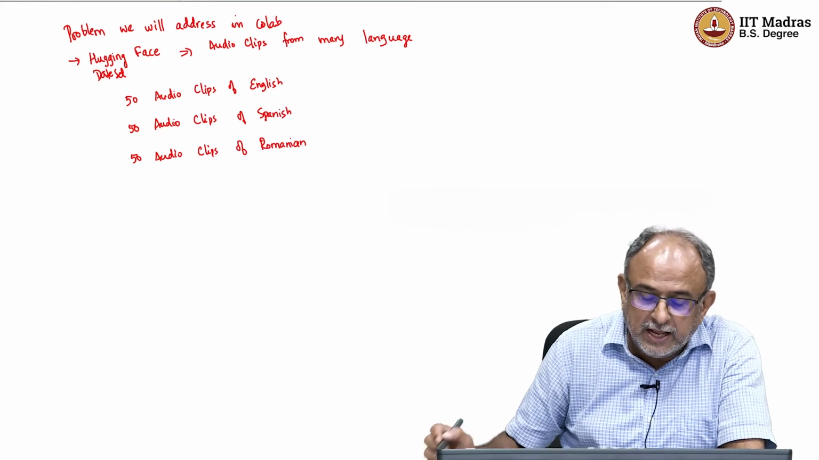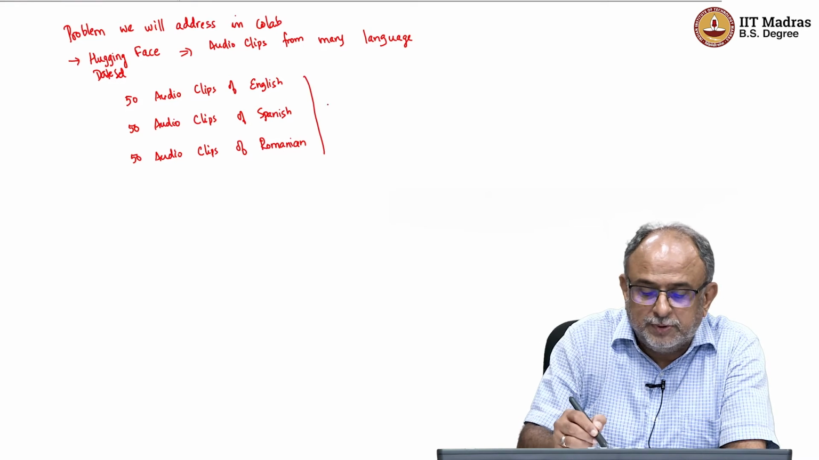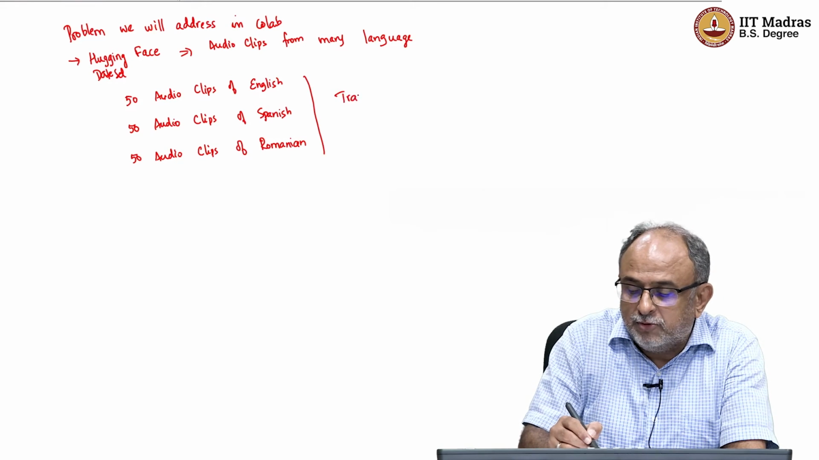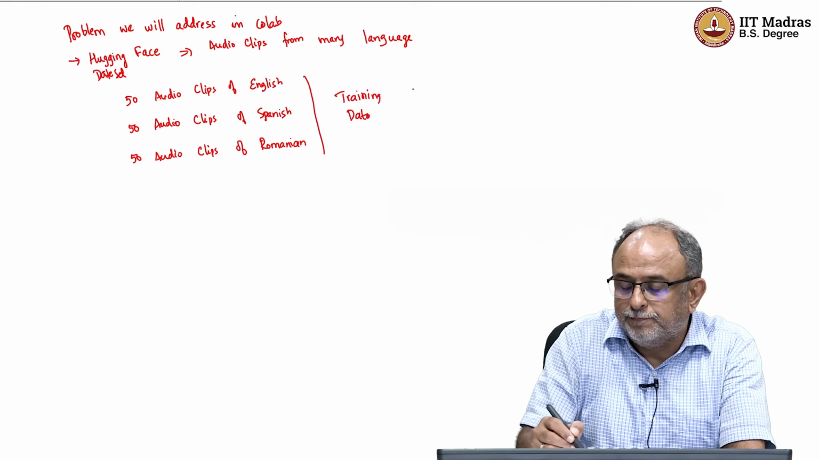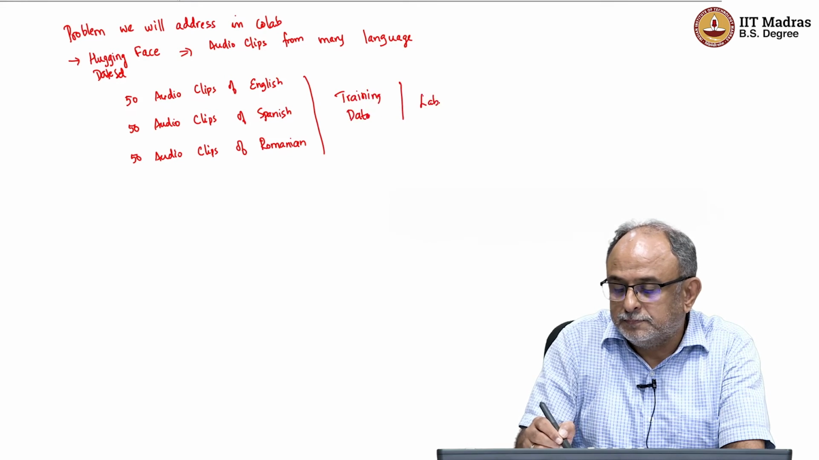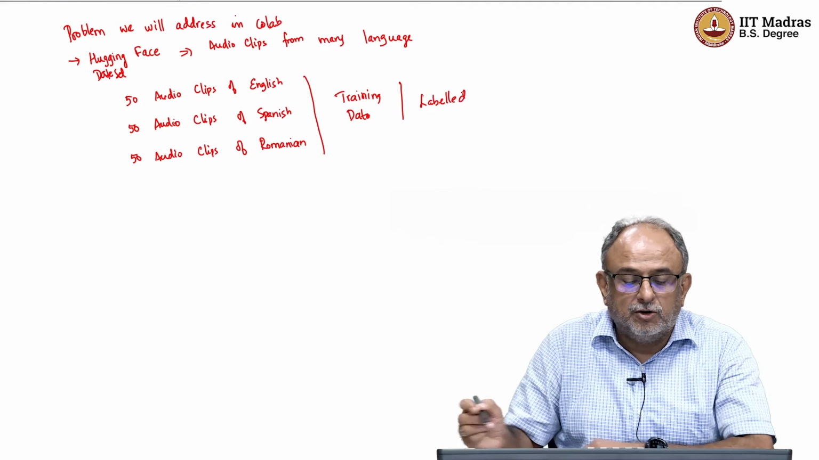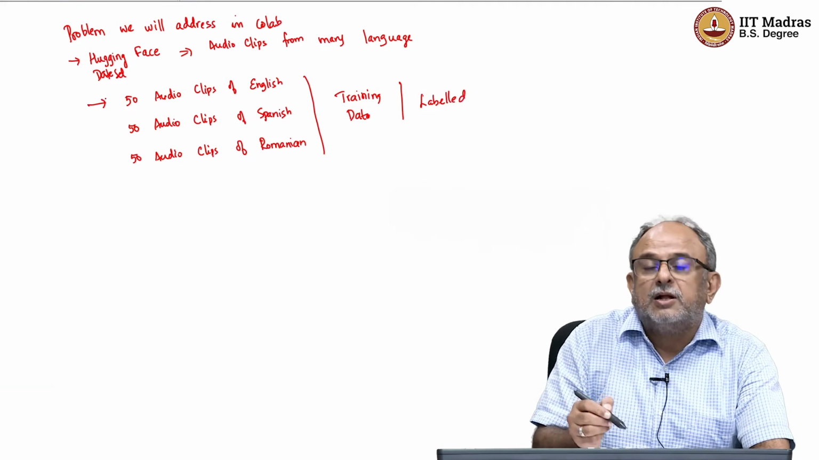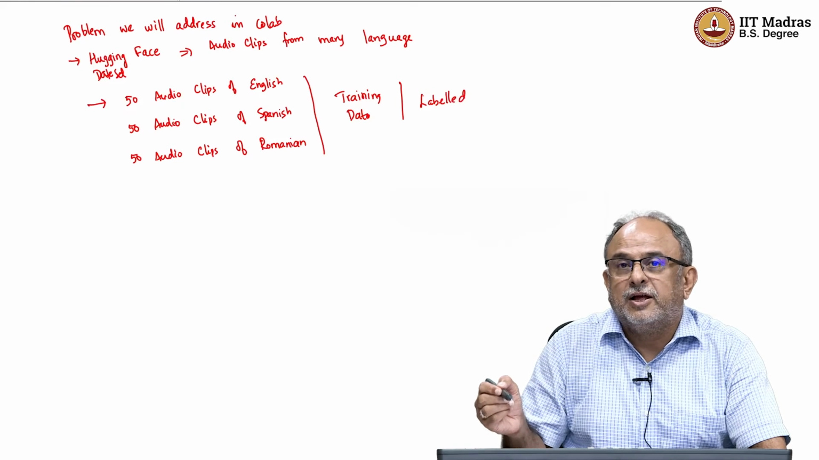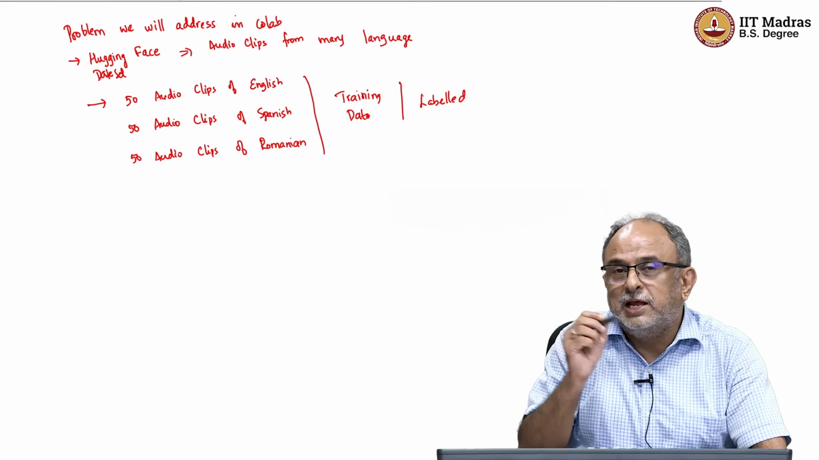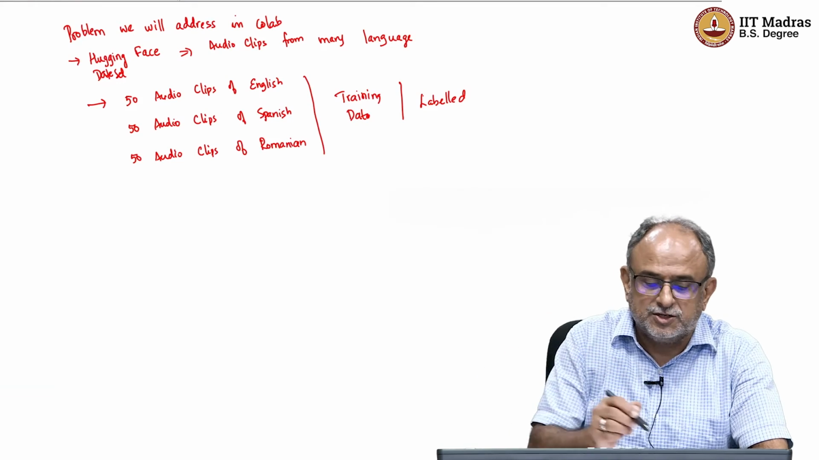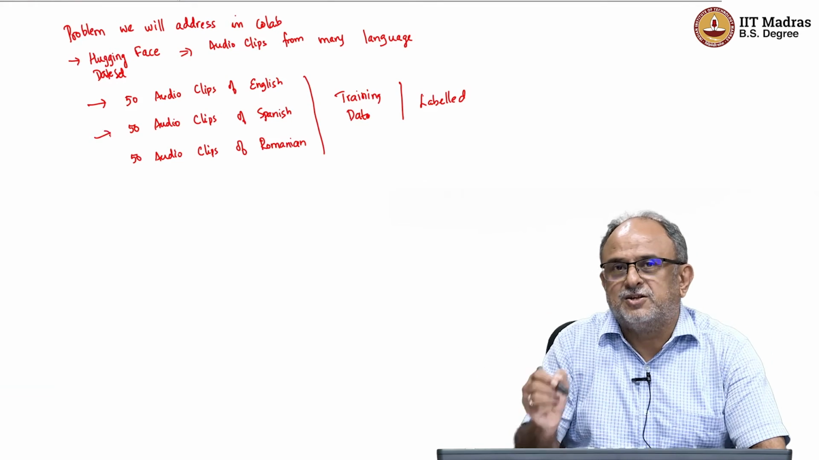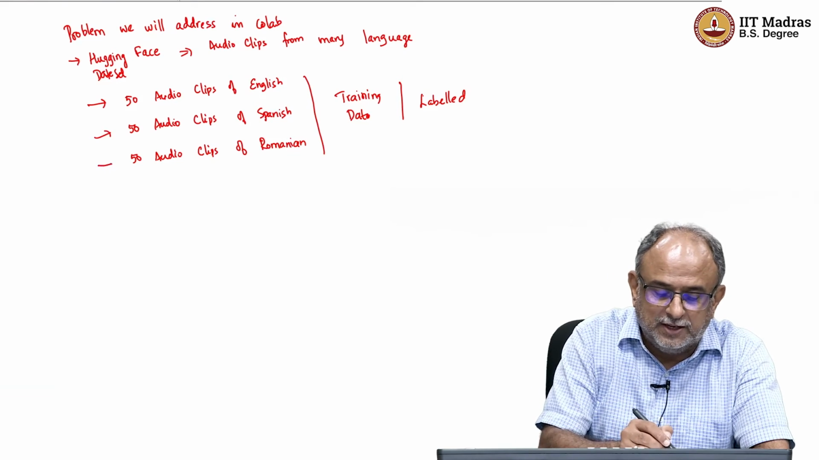Now this is my training data, which is labeled. So I know these 50 audio clips come from the language English. So the label is there. This audio clip is English. First audio clip English. Second audio clip English. This audio clip is Spanish. This audio clip is Spanish. So I have labeled data.